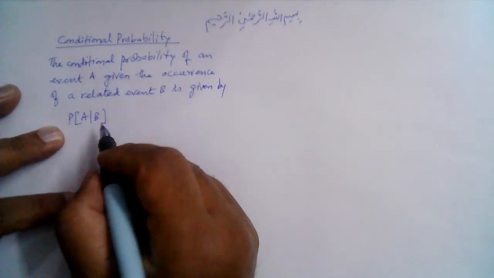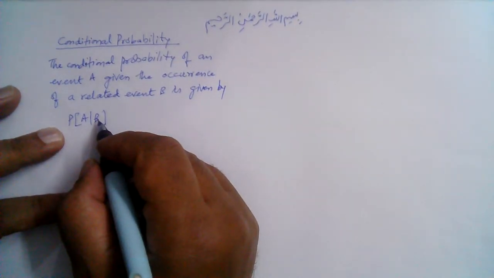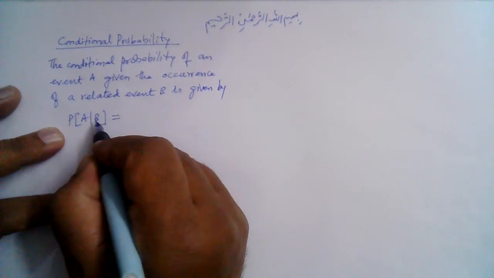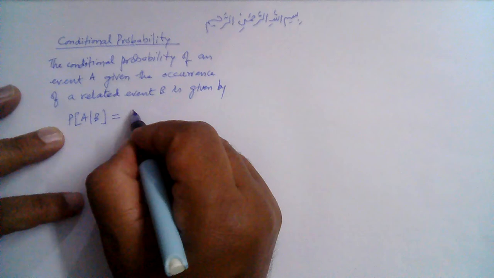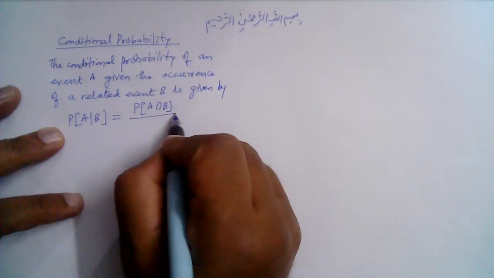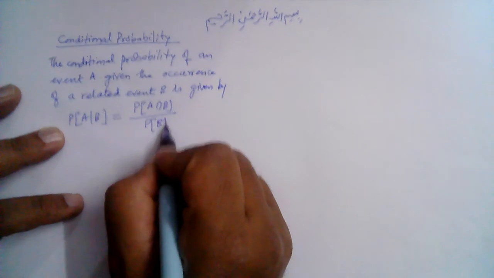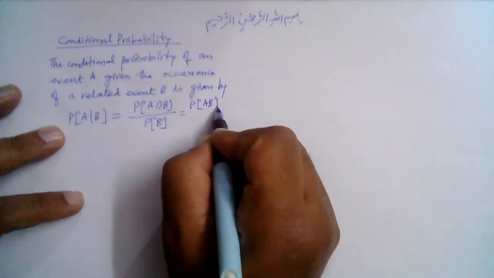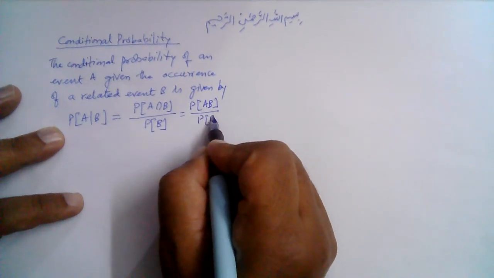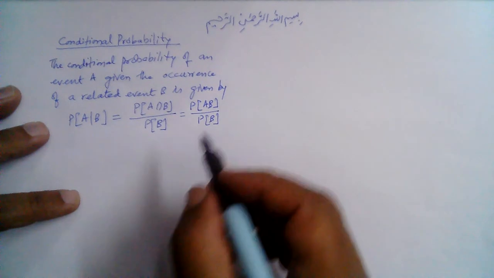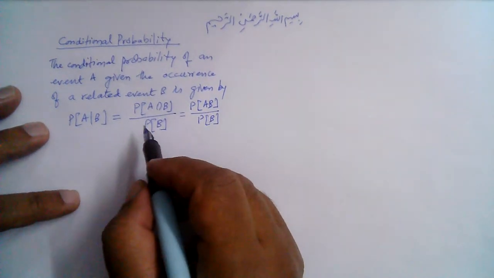So B is an event which affects the outcome of event A, right? So probability of A given B is equal to the probability of A intersection B divided by the probability of B. So A intersect B can also be represented like this. So this is our conditional probability of A given B.